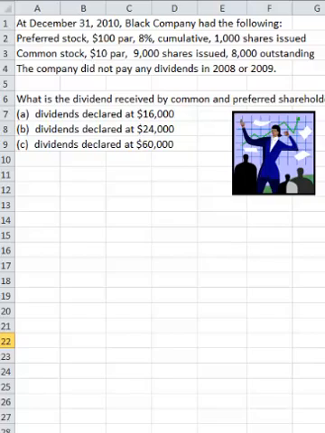So the question is, well, how much do the preferred shareholders get? I mean, they don't get all of it. Some of it goes to the common shareholders eventually, but what part? So I'm going to teach you the rules about how you can figure that out.